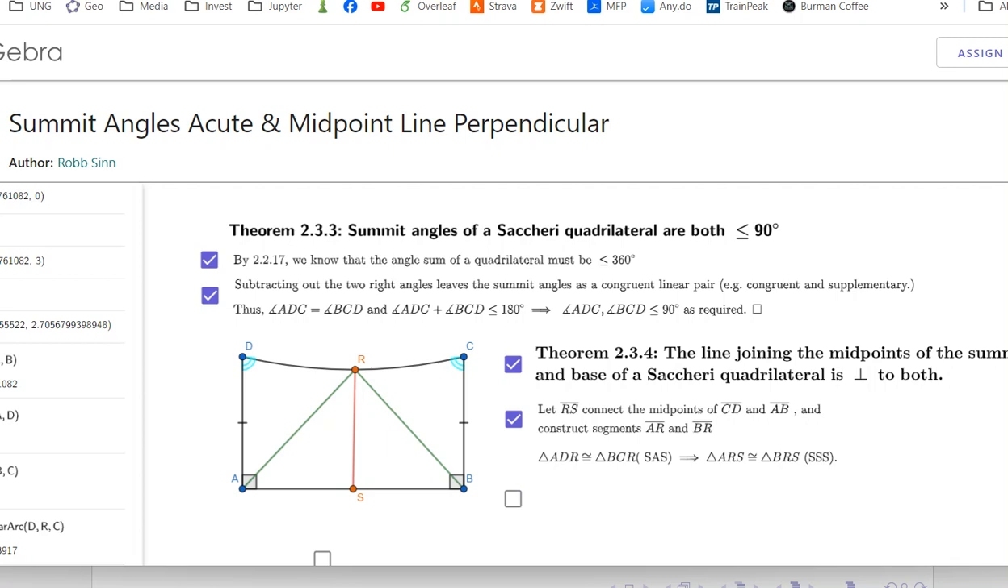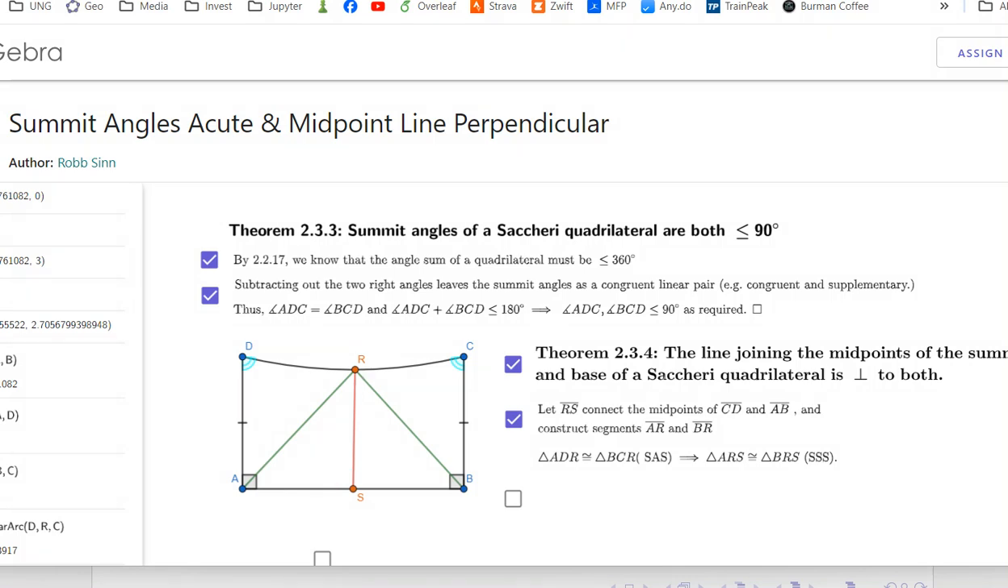What are we doing? We're creating triangles that we can solve, and then the triangle congruence will give us what we need. So what are we trying to prove? Let's look at this. We're trying to prove that these are right angles, that we have perpendicularity both where RS crosses the base AB and where it crosses the summit.